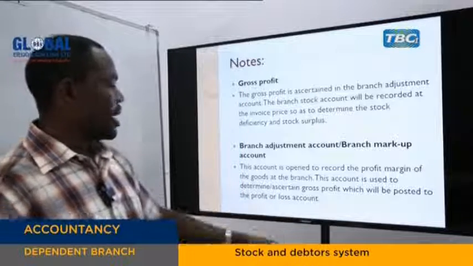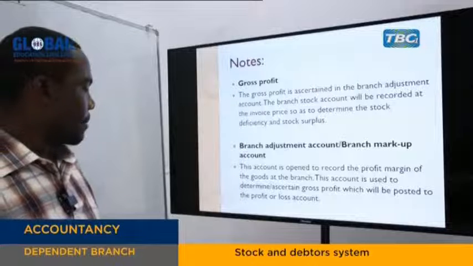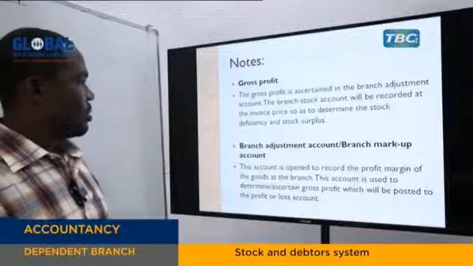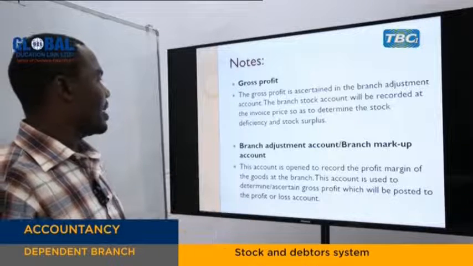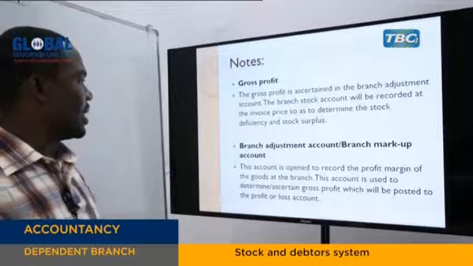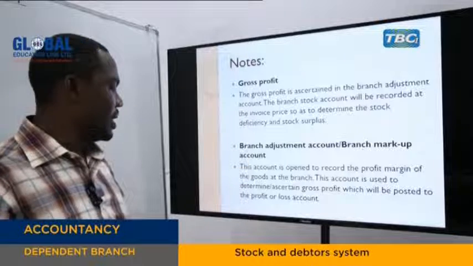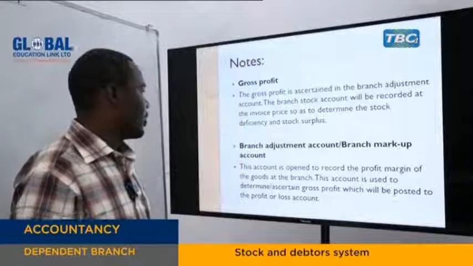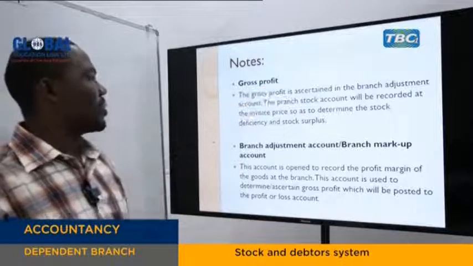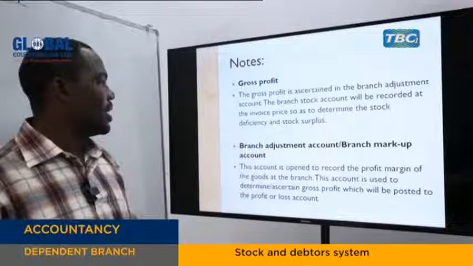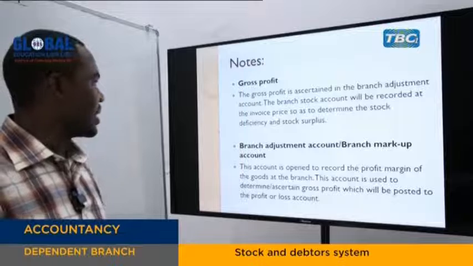In this account is where we now include other expenses. So the gross profit, as I've said, will not be determined in the branch stock account. Instead, it will be determined in the branch adjustment account. So the main objective of the branch stock account will be only to determine stock deficiency or surplus.